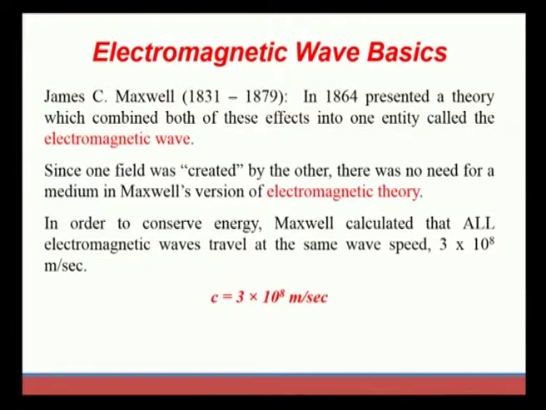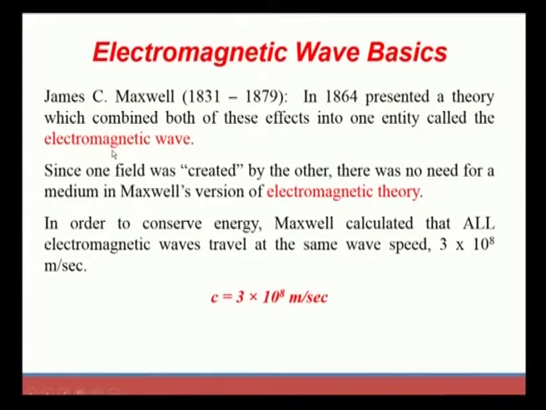When Maxwell discovered this proposal, in 1864, he presented a theory which combined both of these effects into one entity called the electromagnetic wave. That is the nature of the electric field and magnetic field that he considered: by changing the electric field we can create a magnetic field. It is called an electromagnetic wave, where the electric field and magnetic field are perpendicular to each other.